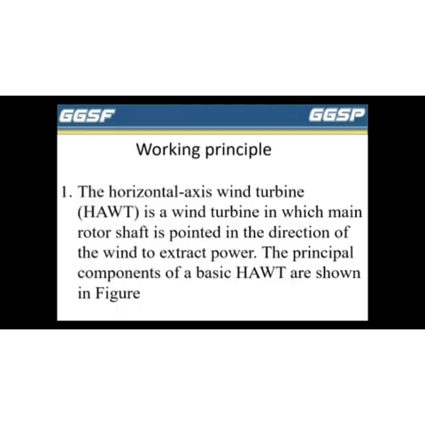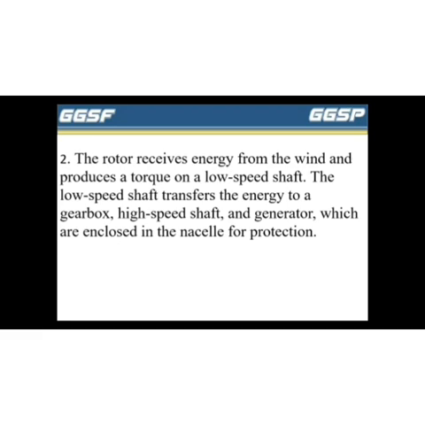Working principle. The horizontal axis wind turbine is a wind turbine in which the main rotor shaft is pointed in the direction of the wind to extract power. The principal components of a basic horizontal axis wind turbine are shown in the figure. The rotor receives energy from the wind and produces a torque on a low speed shaft. The low speed shaft transfers the energy to a gearbox, high speed shaft and generator, which are enclosed in a nacelle for protection.